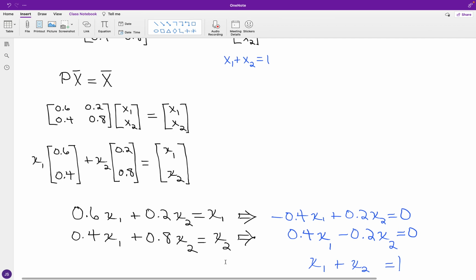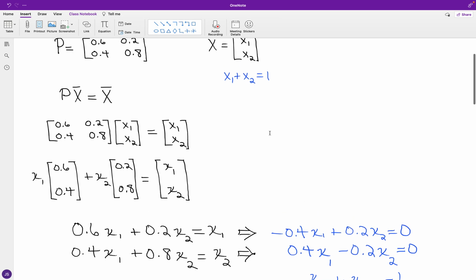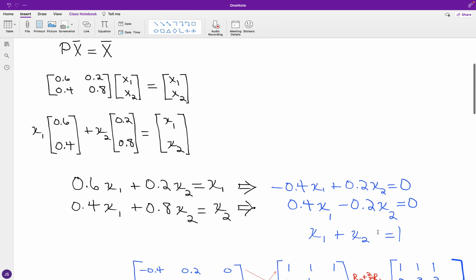And just combining like terms and setting the equations to 0. If I combine 0.6 and 1 x of 1 in the first, upon subtracting x of 1, this first equation in the system is going to be negative 0.4 x of 1 plus 0.2 x of 2 is equal to 0. And in the second equation, if I deduct 1 x of 2 from both sides, I have in the rewrite 0.4 x of 1 minus 0.2 x of 2 is equal to 0. And again, we had the sum of x of 1 and x of 2 equal to 1.